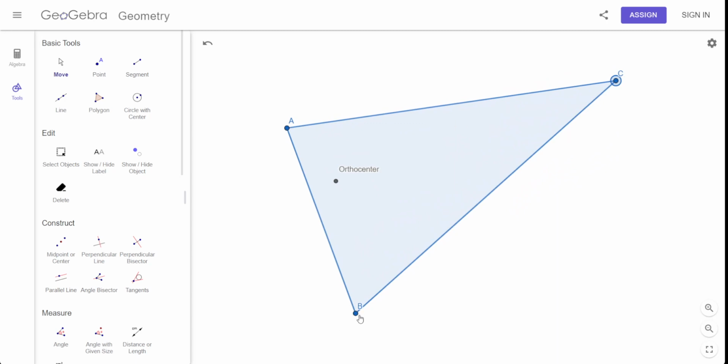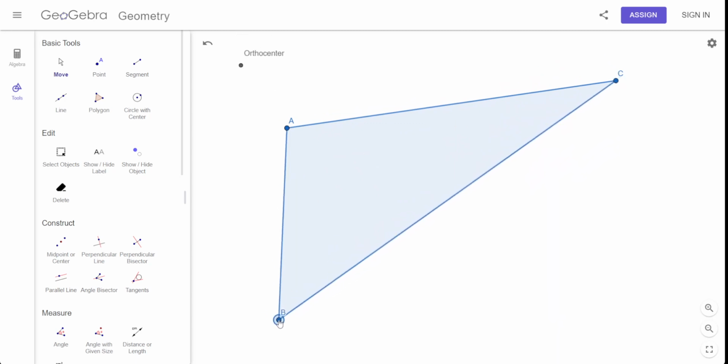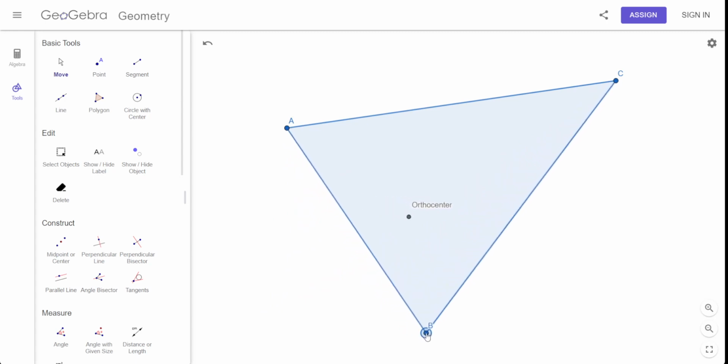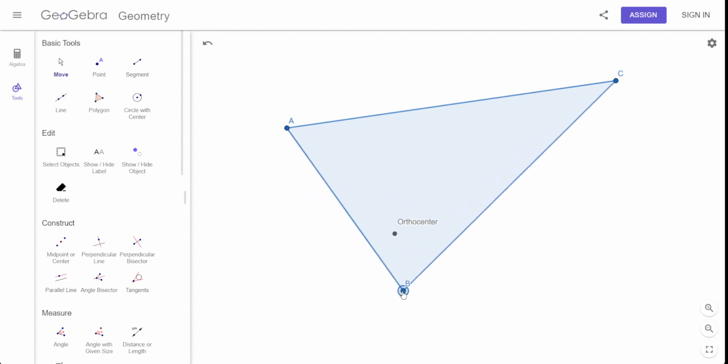Remember we did this yesterday with the circumcenter? Check it out. If I make an obtuse triangle, look where that orthocenter goes. It goes outside. Okay. What if I make it an acute triangle? Where's that orthocenter? It's inside, just like the circumcenter. Agreed? All right. What if I make it a right?